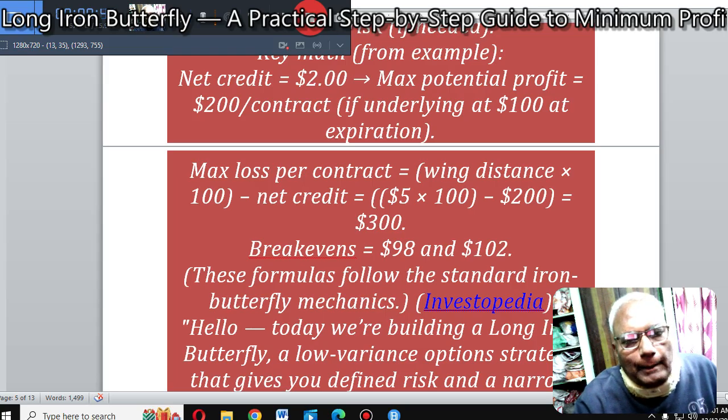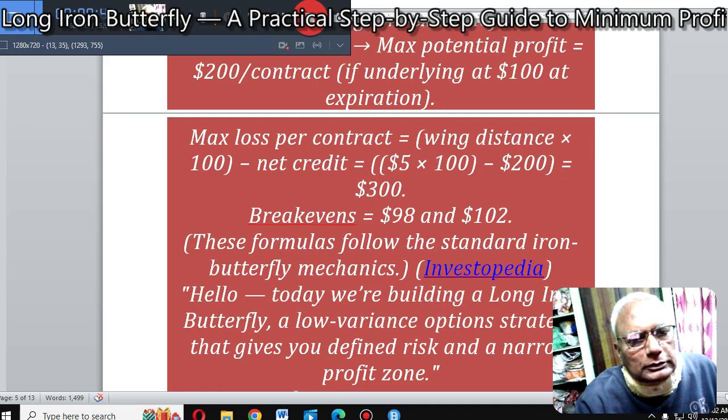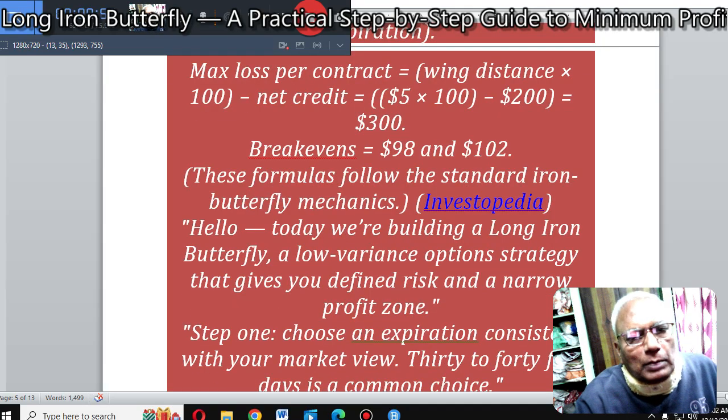Break-even equals $98 and $102. These formulas follow the standard iron butterfly mechanics.